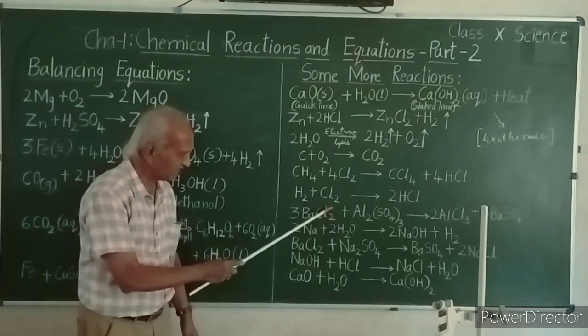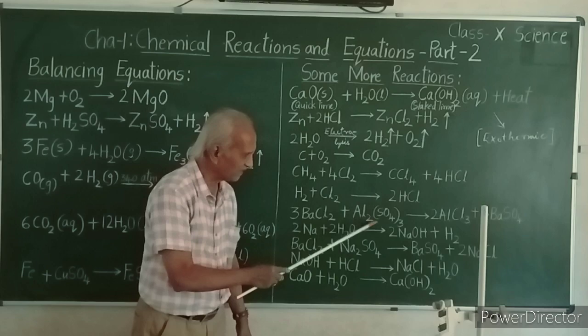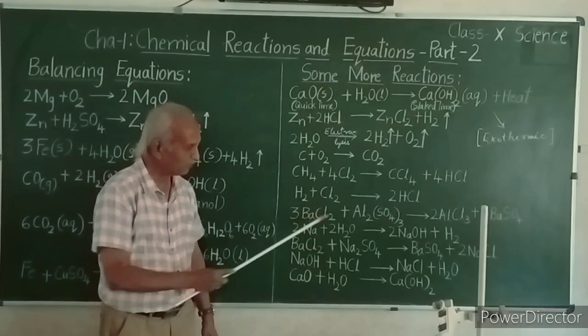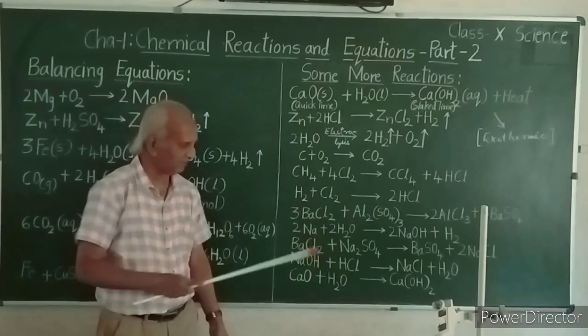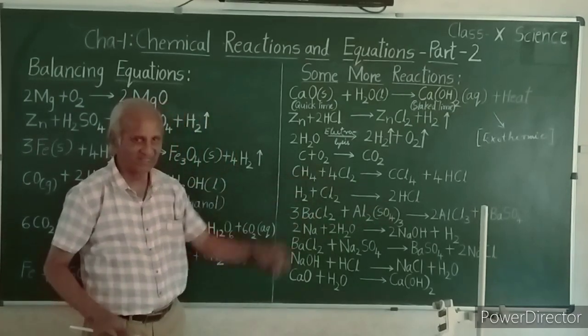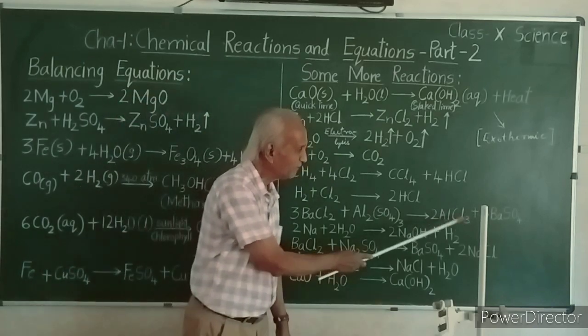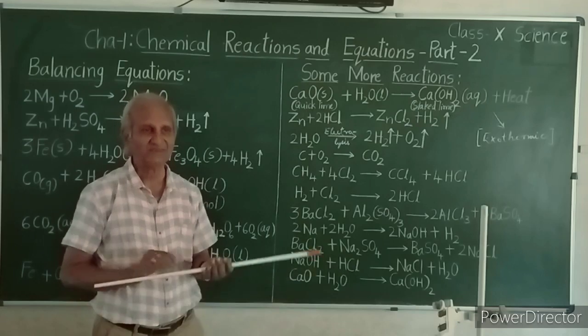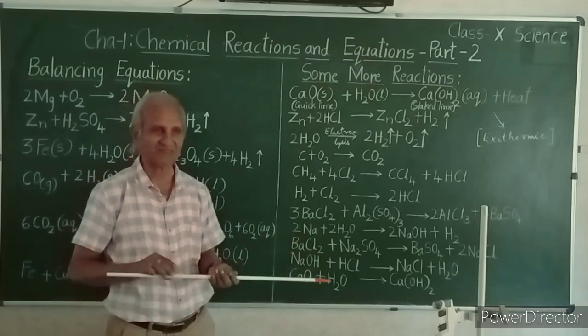This we call a radical, Cl2. Here the radical is sulfate. They exchange. When barium chloride and aluminium sulfate come together, the chloride goes here, the sulfate comes here. Look there: aluminium chloride plus barium sulfate. This we call double decomposition.